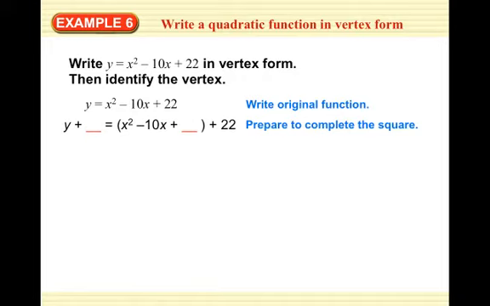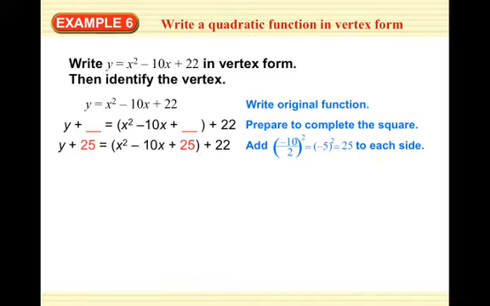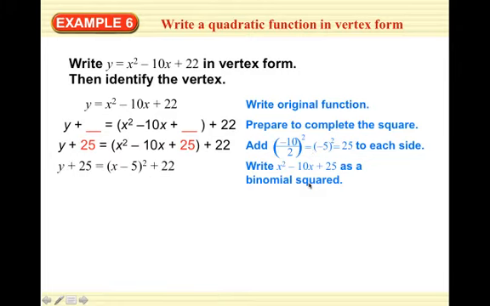All right, to figure out what goes in the blank, we just do our b over 2 squared. So negative 10 over 2 squared is negative 5, the whole thing squared, which is 25. So we're going to add 25 to both sides in our blanks. So we get y plus 25 equals x squared minus 10x plus 25 plus 22. We're going to write x squared minus 10x plus 25 as a binomial squared, so it's going to be x and then minus 5, because that's what's being squared here, quantity squared. So we've got y plus 25 equals x minus 5, quantity squared, plus 22.